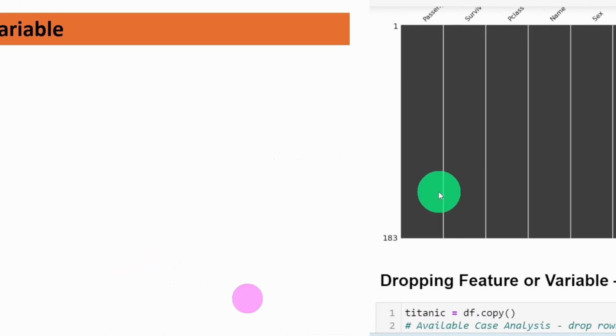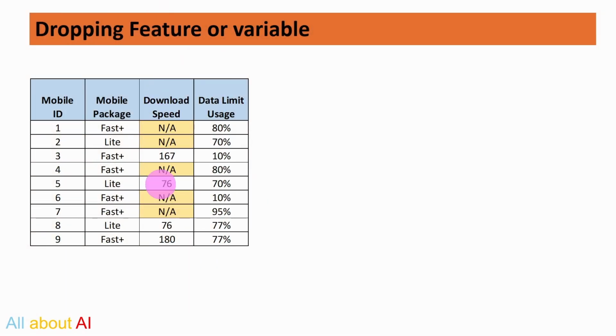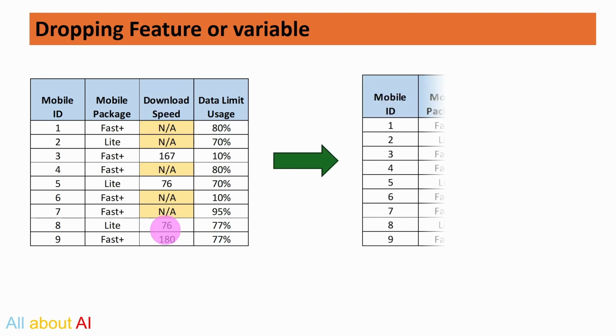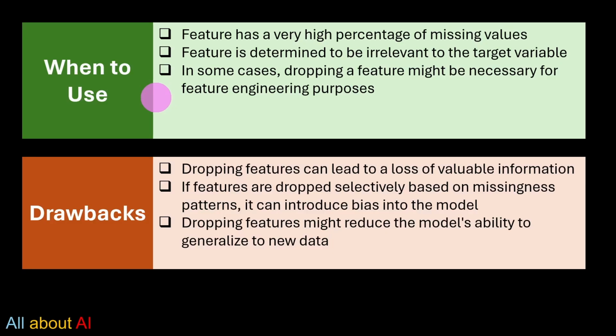Dropping features or variables. Here we can see for download speed, there are a lot of missing values. So what we can do, we can delete this feature or the variable itself. Now, this is usually used when there is a very high percentage of missing values, or the feature is determined to be irrelevant for the target variable. In some cases where feature engineering is done, dropping the feature might be required.